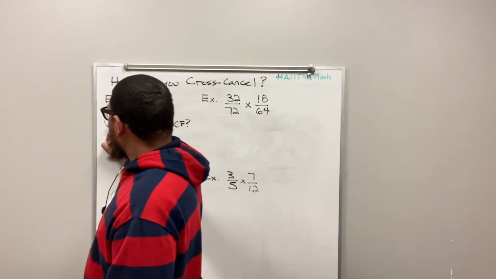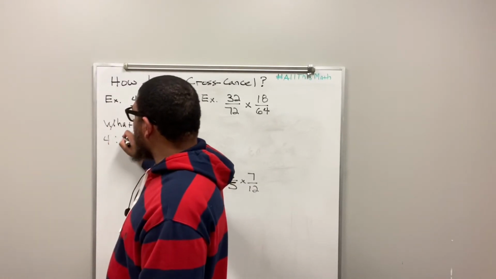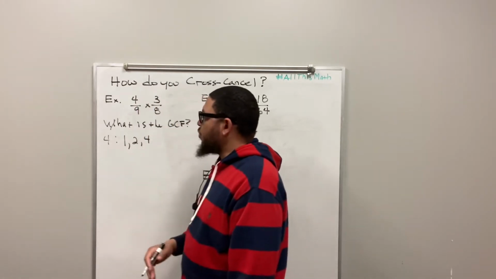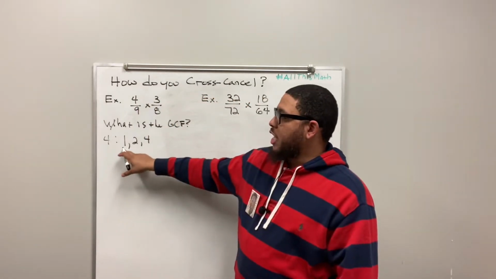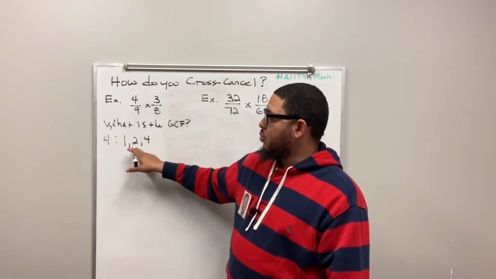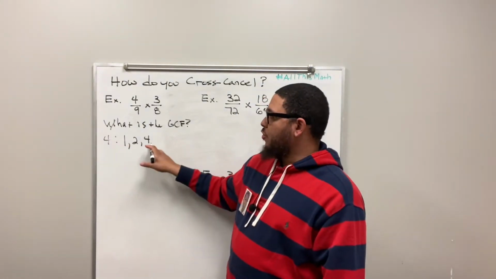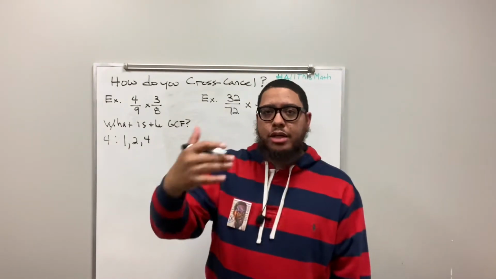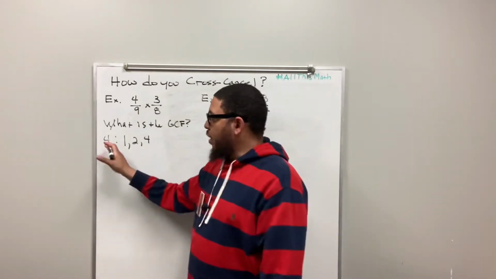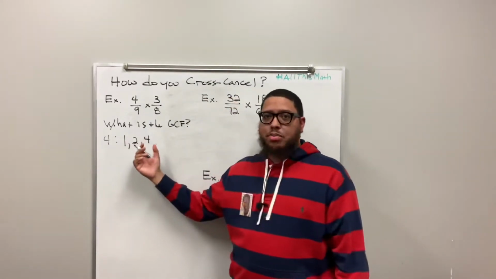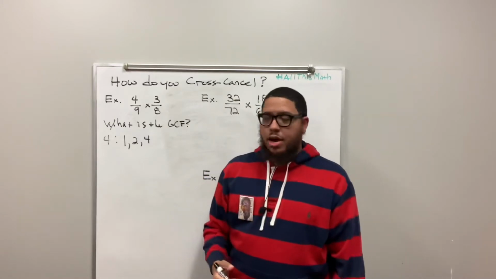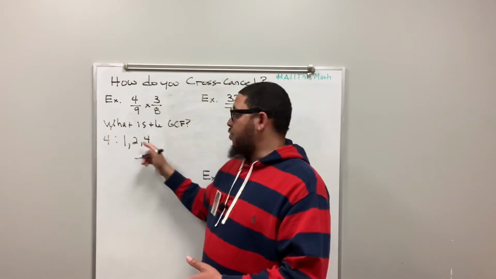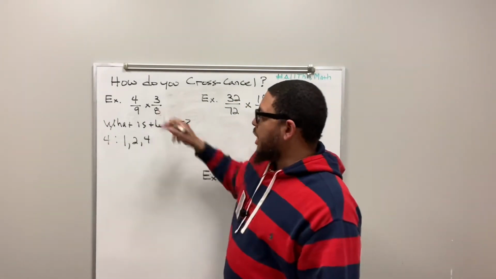All right? So I write down 4, and the factors of 4 are 1, 2, and 4. Now, why are those factors of 4? Because I know that 1 times 4 is 4, 2 times 2 is 4, and 4 times 1 is 4. So a factor is a number that can be multiplied into another number. So the factors of 4 are all the numbers that can be multiplied into 4. Now I do the same thing for 8.